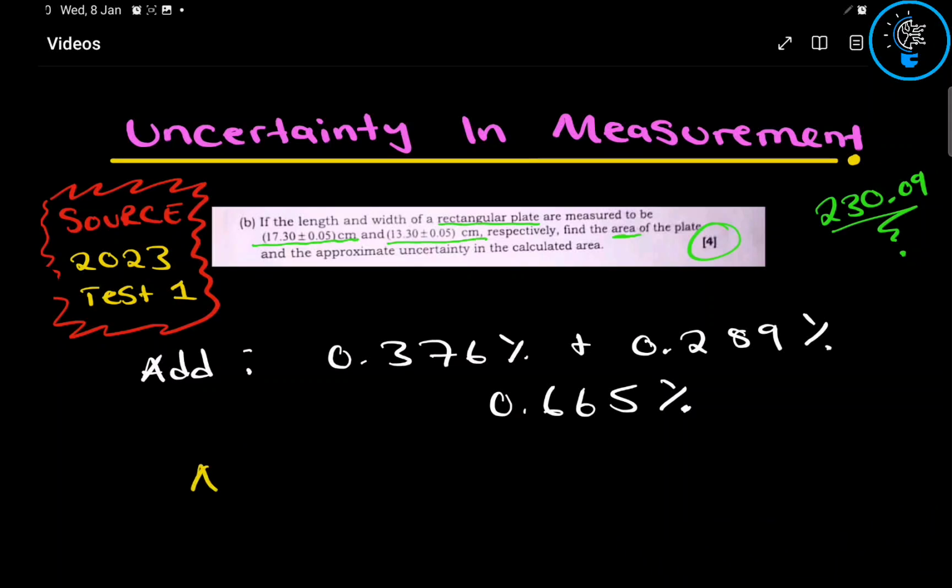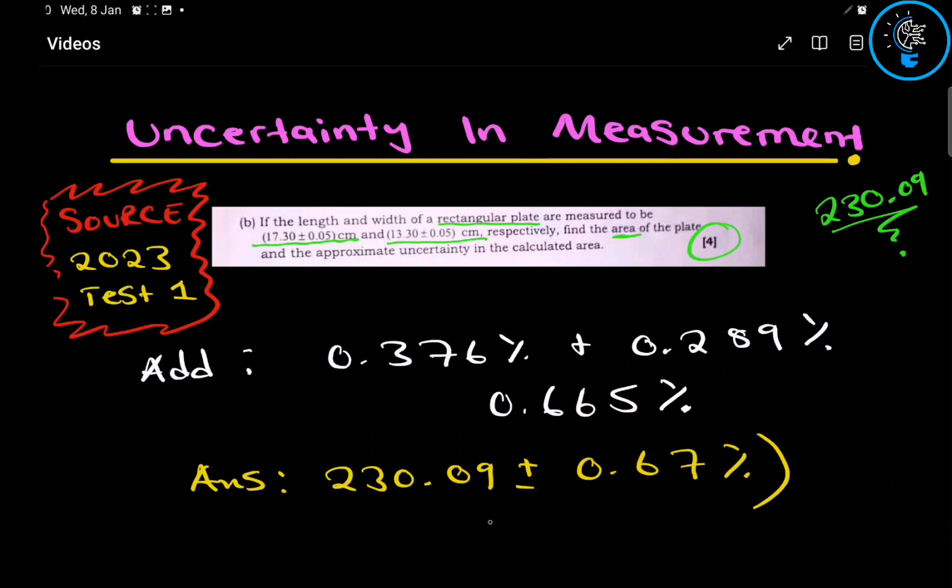So our solution will be this value, 230.09 plus or minus 0.66, or we can say 0.67% as your solution, centimeters. So this one will be your area. Now remember, area has units of centimeters squared. Okay, square centimeters. Yeah, don't forget to do so.